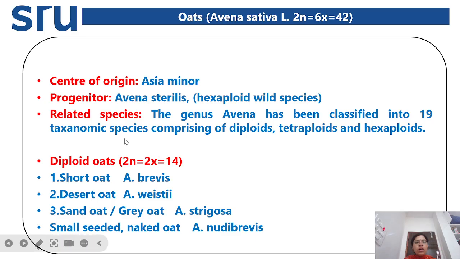The diploid oat has the chromosome number 2n = 2x = 14. And we have the diploid species: first is short oat, Avena brevis, and desert oat, Avena wiestii. And next is sand oat or grey oat, Avena strigosa. And next is the small seeded or naked oat, Avena nudibrevis. So these are the four diploid species. The short oat is Avena brevis, desert oat is Avena wiestii, sand oat or grey oat is Avena strigosa, and small seeded or naked oat is Avena nudibrevis.